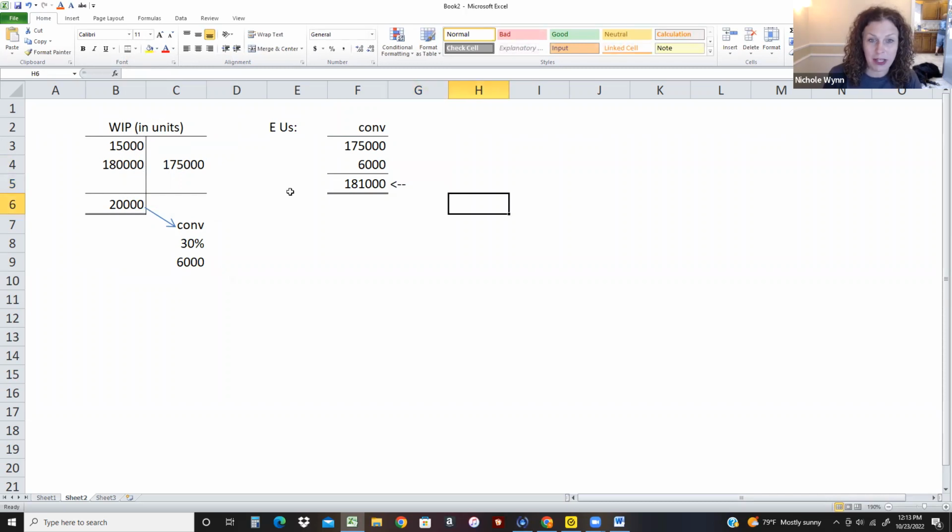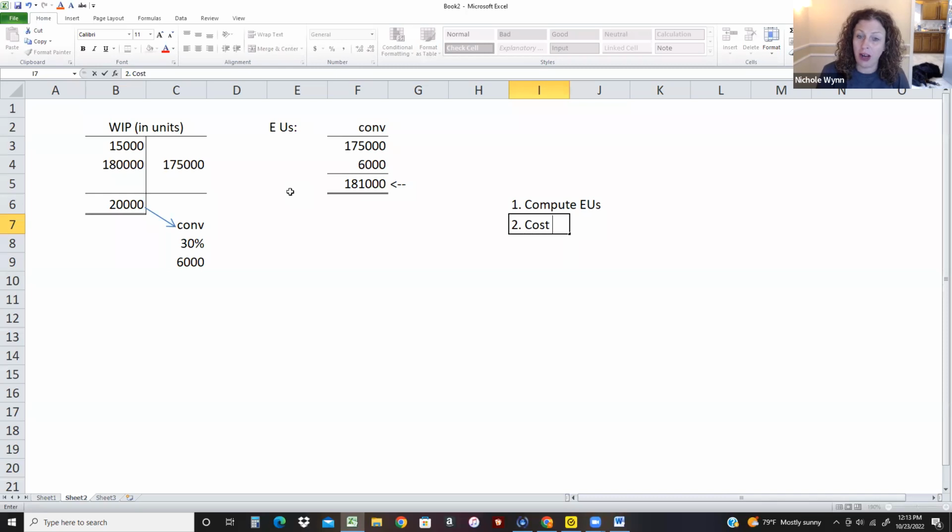Now I'm going to actually be looking for 4 things. I'm going to be finding 4 things in my answers. Okay. I'm going to be finding compute EUs. Really does not want that U to be capitalized. There. Okay. And I'm going to compute cost per EU. And then I'm going to compute cost transferred out. And I'm going to compute ending WIP balance.